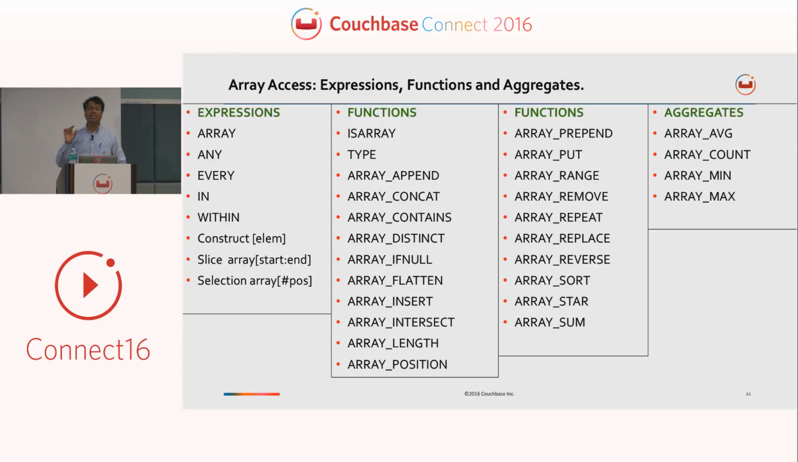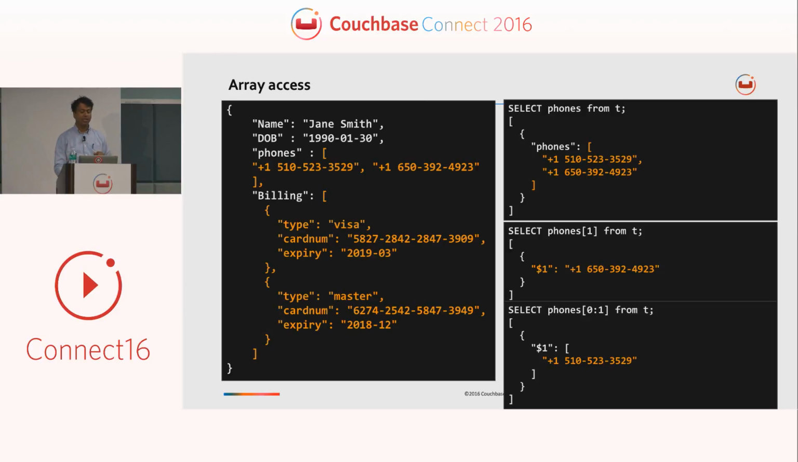And array aggregates are different from your normal aggregates. Your sum, average, count aggregates in SQL work across multiple documents or multiple rows. So they group them and operate on a group of documents or group of rows, whereas these array aggregates work on multiple values within a single array. So in that sense, they aggregate and return you a scalar value within a single array. So let's look at some of the examples of how these expressions are used and how the array is referenced.